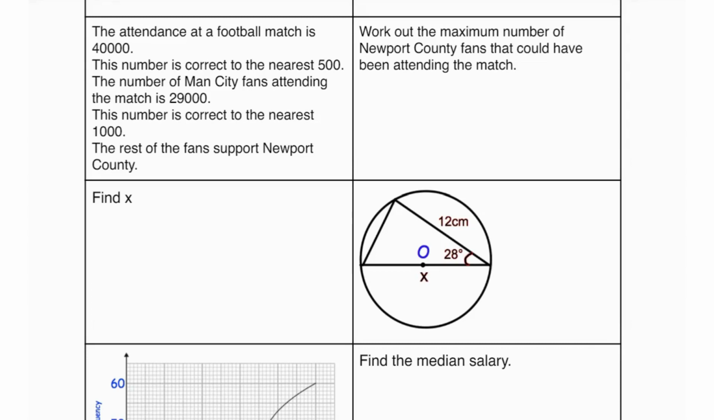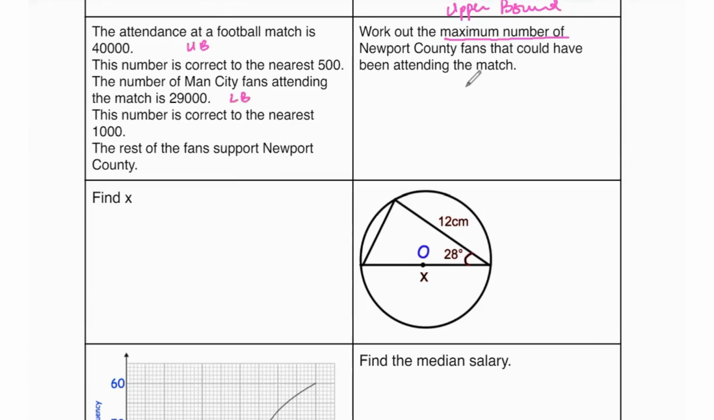So to find the number of Newport County fans, we will have to subtract the number of Man City fans from the total number of attendants at the football match. And since they're asking about the maximum number, that means they're asking about the upper bound. So to calculate the upper bound of Newport fans, we need to subtract the lower bound of Man City from the upper bound of the total attendance. So we need upper bound of this and we need the lower bound of this.